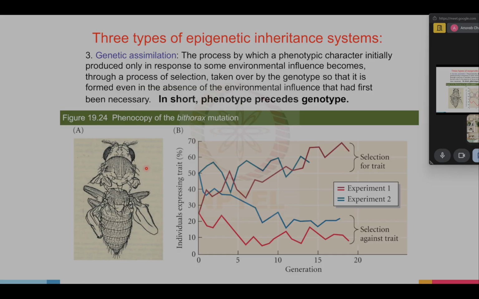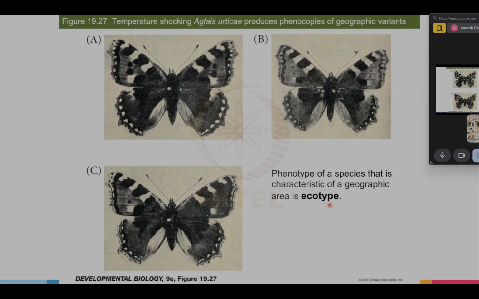We saw that in the case of the bithorax mutant, when only four-winged flies were selected for that four-winged phenotype, the number of individuals in the population that showed the four-winged phenotype increased as we went past generations. So this is genetic assimilation.